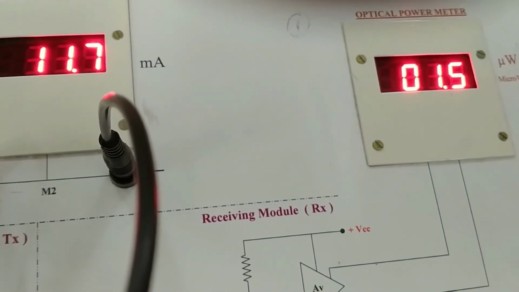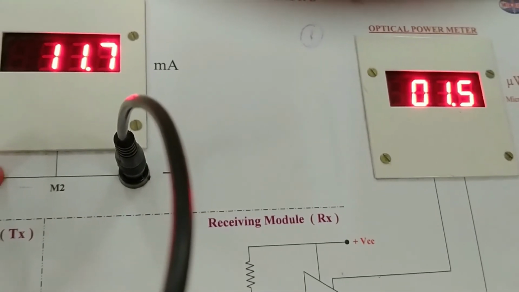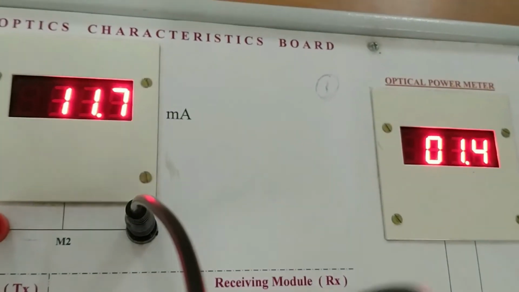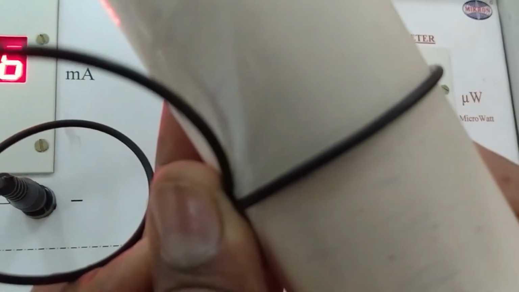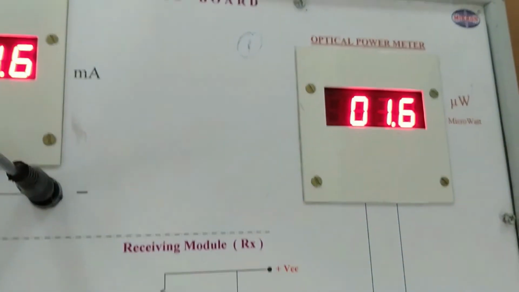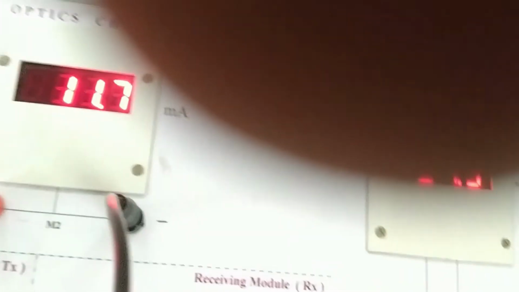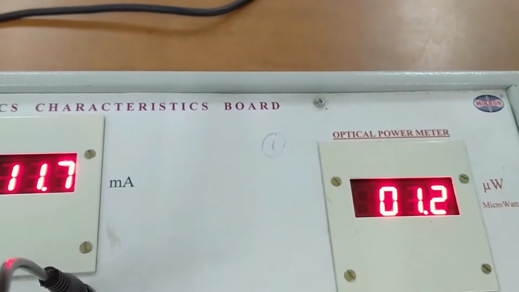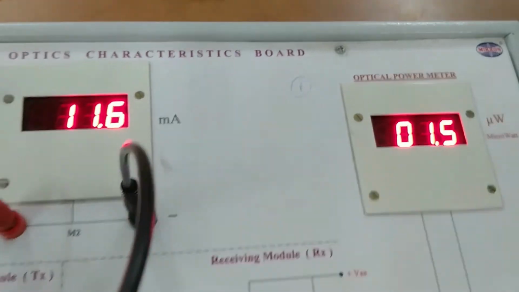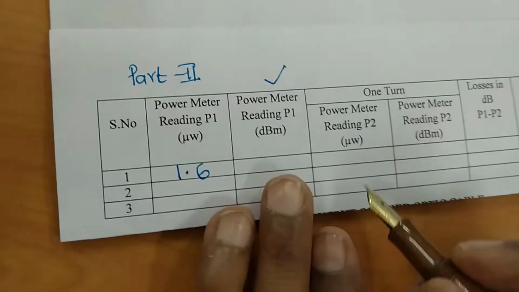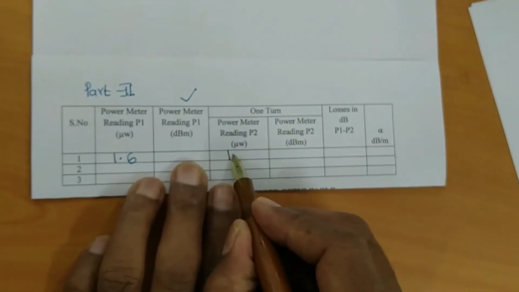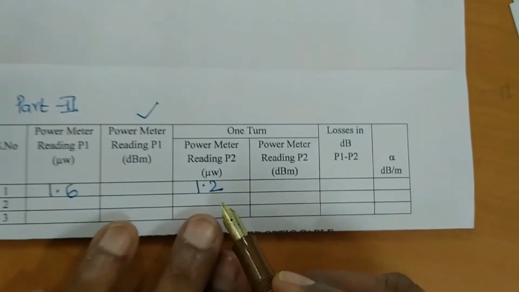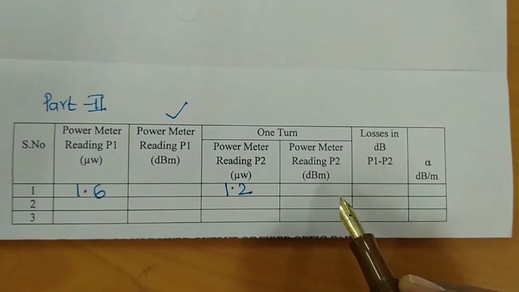If I just take this single turn and see the power meter reading, it has decreased. So it is 1.6 we have adjusted, but when I make one turn, the value has decreased. So one turn if I made it, this has decreased the power to 1.4, 1. Now it is 1.2. So I note down the value in this table. For one turn the value is 1.2, and again convert this microwatt into dBs by using the earlier formula.